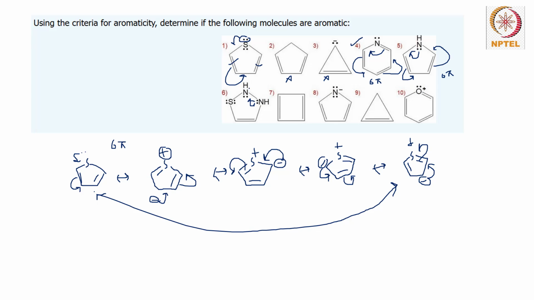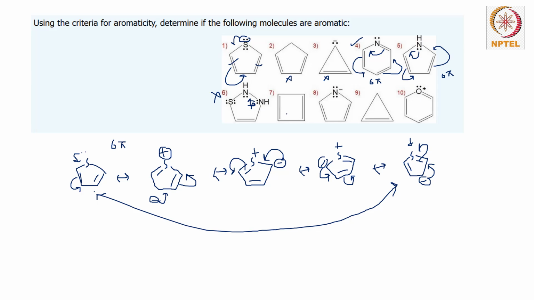But here, beside this nitrogen, there is another nitrogen. It has no vacant orbital to take the electron from the other nitrogen. So this electron can't be moved to this position. So this system is not conjugated, so it will not be aromatic.